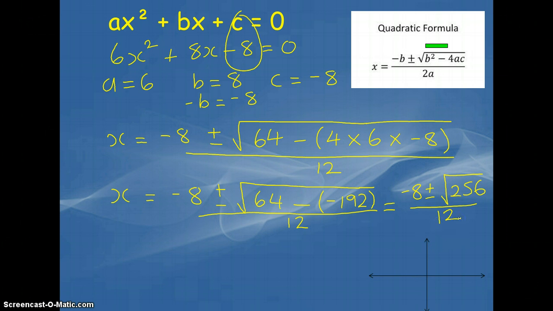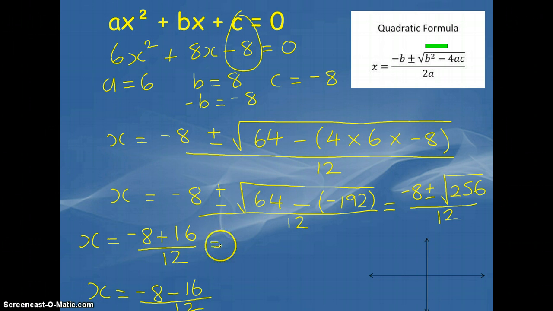Okay, well, now's a good opportunity to start splitting this into its two parts, and splitting up the plus or minus sign. So we are now going to write out two possible solutions. That x is either going to be equal to minus 8 plus the square root of 256. Well, the square root of 256 is 16, divided by 12. Or x could be equal to minus 8, this time minus 16, divided by 12.